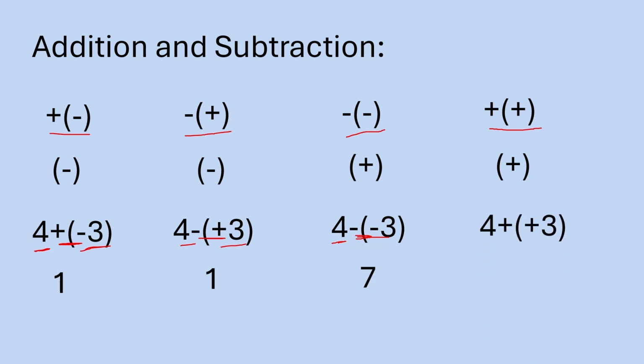Last example, we add positive 4 to positive 3. So 4 plus 3 is equal to 7. So answer is 7. 4 is greater than 3 and 4 is positive, so answer is in positive value. So now you understand all possibilities.